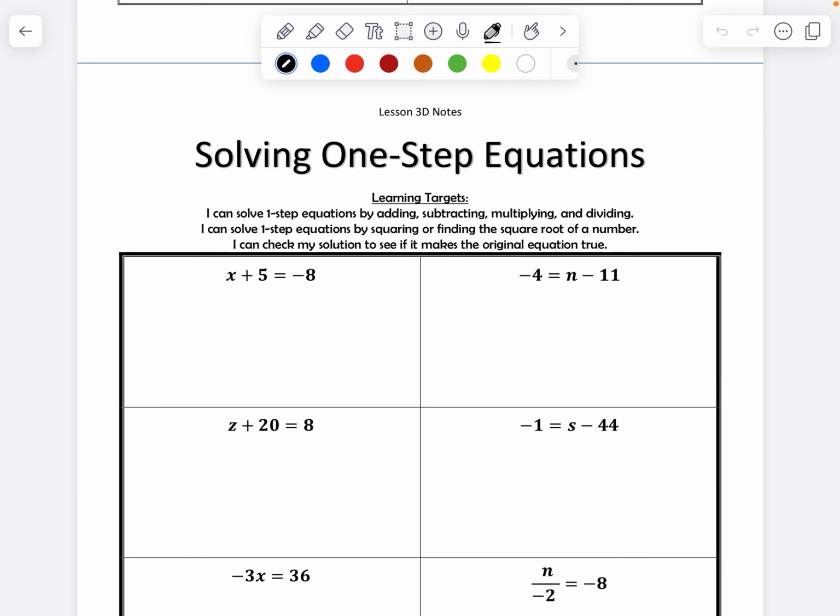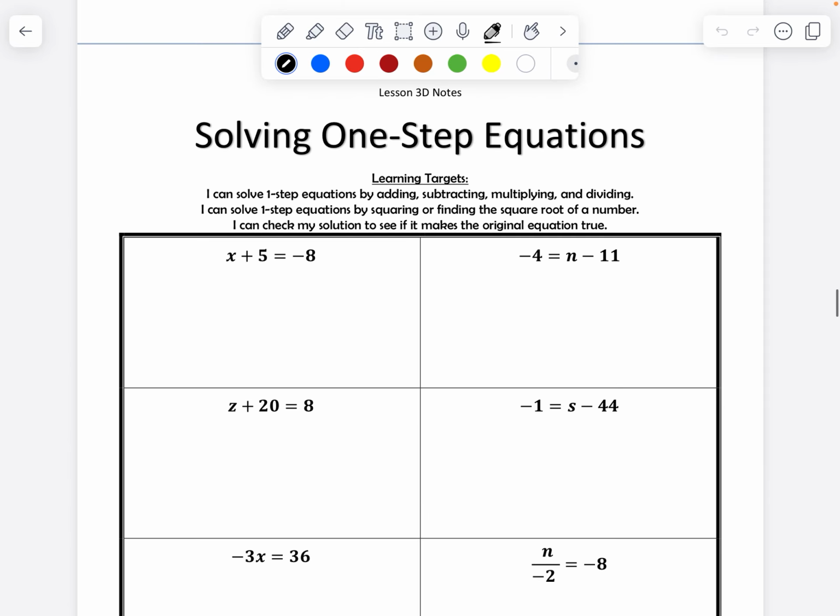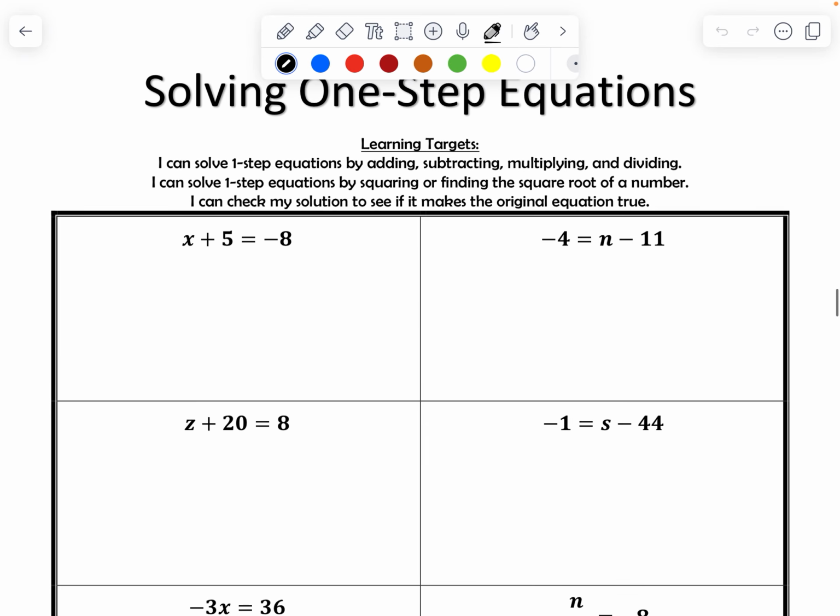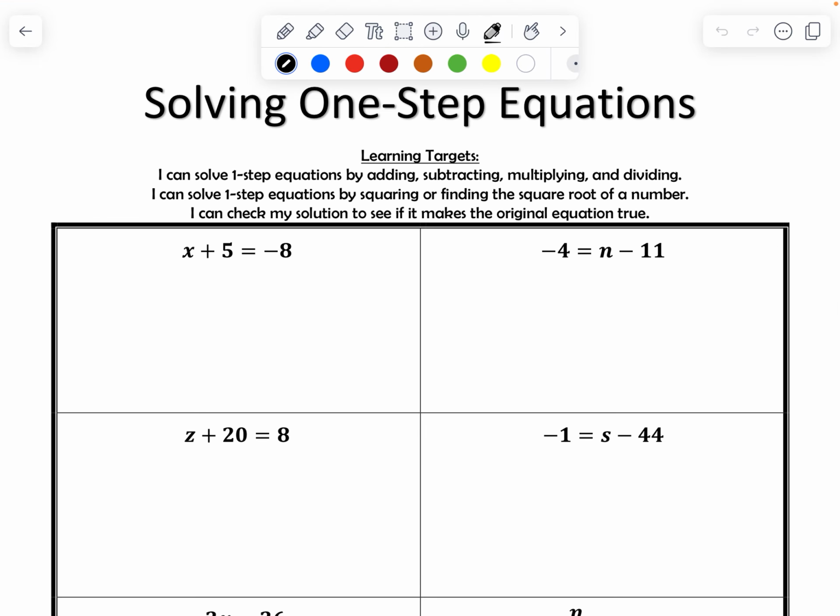Today we are going to be doing our 3D notes, which is solving one-step equations. And so we are going to start with this first problem here. But really quick, our learning targets are: I can solve one-step equations by adding, subtracting, multiplying, and dividing. I can solve one-step equations by squaring or finding the square root of a number. And I can check my solution to see if it makes the original equation true.